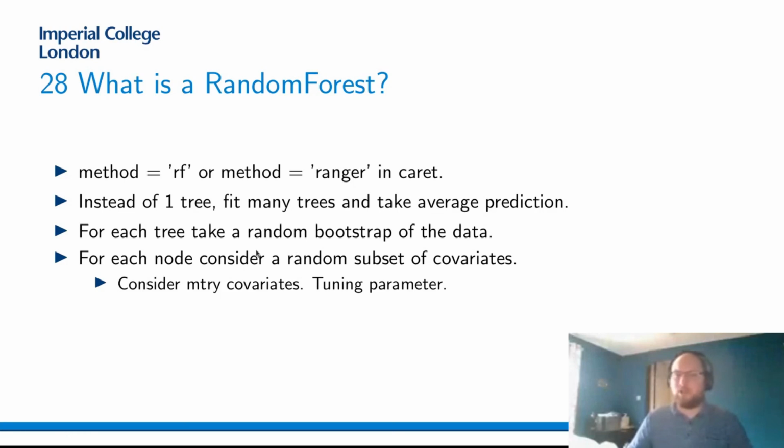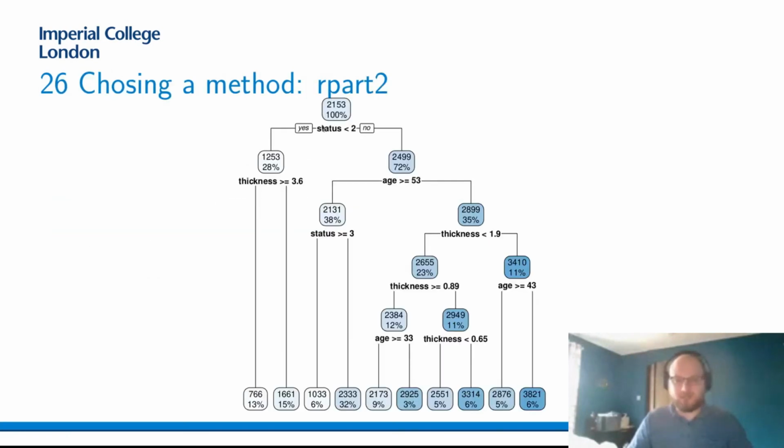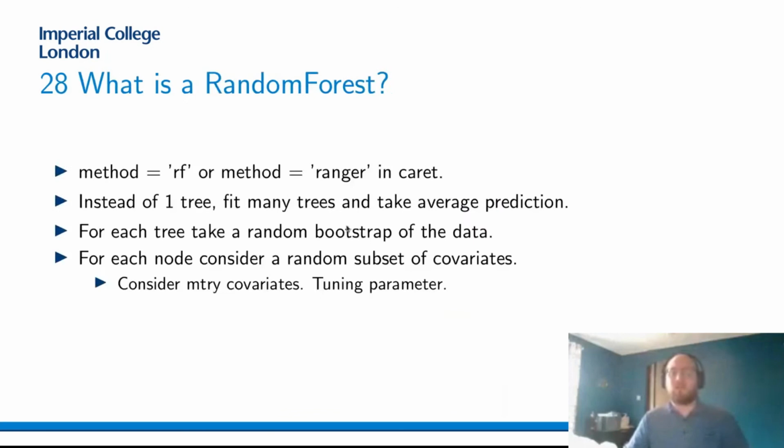And for each node in the tree, so like this is a node, typically what a decision tree does is it checks all your covariates and chooses the best one to be the split for that node. In a random forest, for each node, we only consider a random subset of covariates, called mtry. We've got 5 covariates in our data, I think. So you might say only try 3 randomly selected covariates at each node.